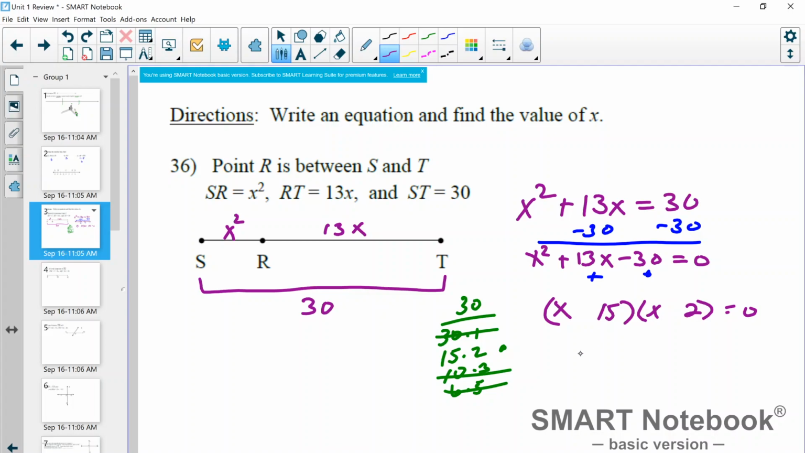One's positive, one's negative. Question is, which one's positive? Well, the middle term is positive, so this means the bigger of the 2 numbers I picked is also positive. So 15 is positive, 2 is negative, 15 minus 2 gives me 13.